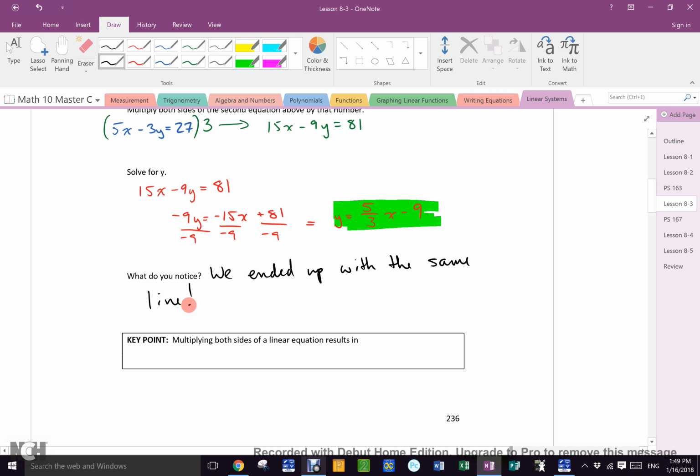So what does that tell us about multiplying both sides of an equation? Makes it easier. Well, no. It made the numbers bigger. You guys have trouble with bigger numbers. What did it result in? The exact same line, right? So, will multiplying either equation change our solution? No. So multiplying both sides of a linear equation results in another equation that still has the same solution.